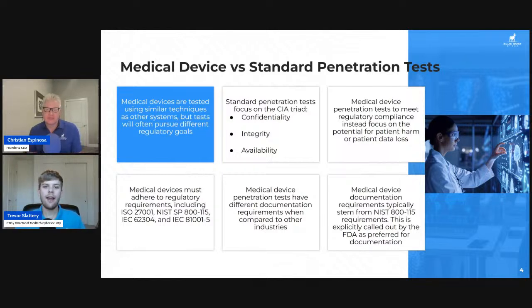Now, in addition to the targets, we have different documentation requirements. Medical device penetration tests need to be very in-depth, and they need to follow the documentation requirements outlined by NIST Special Publication 800-115. We're going to take a look at what those actual requirements are in a second here so that you can make sure you're getting all of that included when you're performing a test against your device.